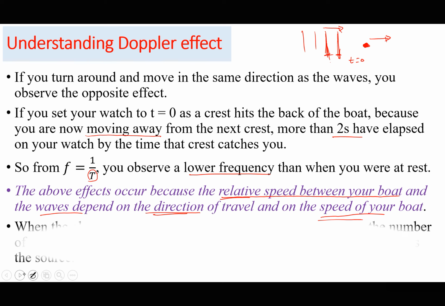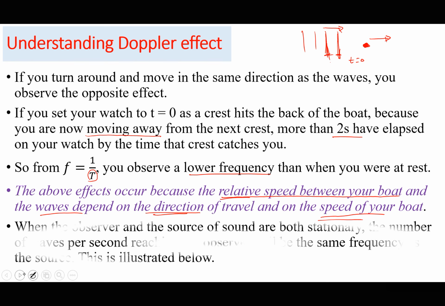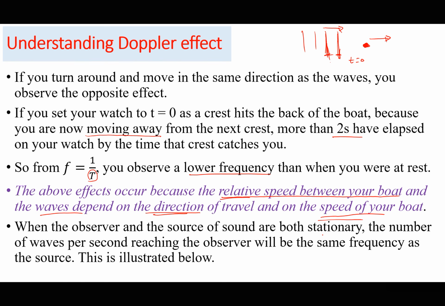Therefore, when the observer and the source of the sound are both stationary, the number of waves per second reaching the observer will be the same frequency as the source. That is, the frequency of the waves depends on the frequency of the source. That's why we said this was apparent frequency. It is not the actual frequency. So if there is no Doppler effect, if there is no relative motion, the frequency of the waves is the same as the frequency of the source.